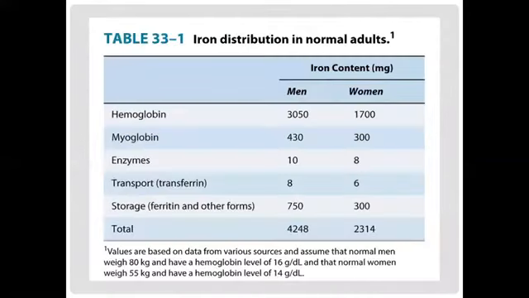The table shows the iron distribution in normal adults, for instance, iron found in hemoglobin, in myoglobin, in enzymes, and also in transport proteins like transferrin and also storage in the liver. That's why we conclude that we need a considerably huge amount of iron for normal functioning in the body.